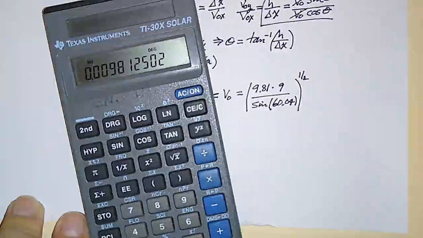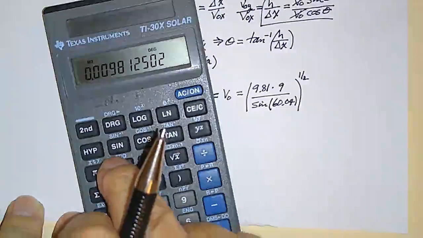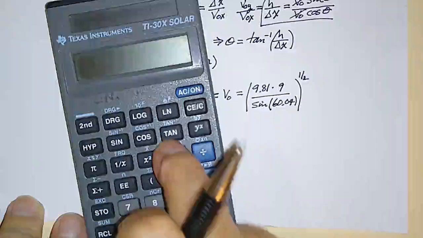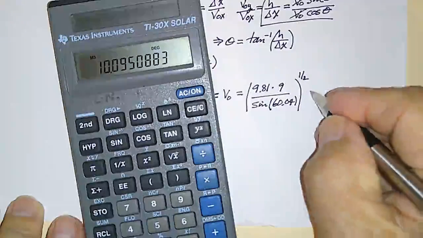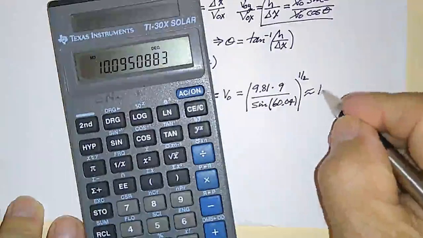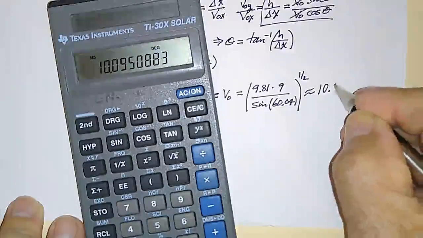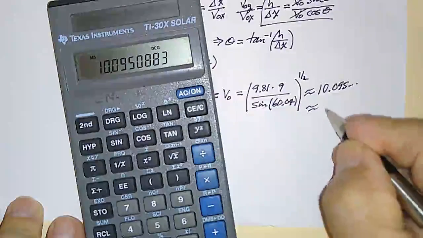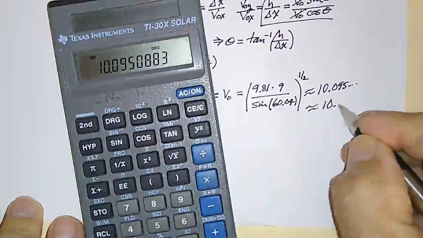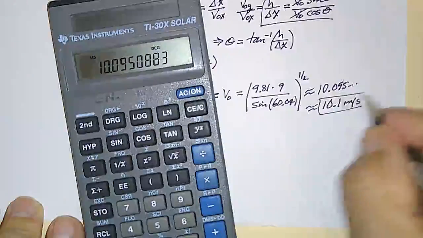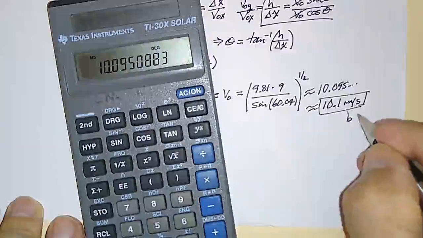That's equal to that. Now I have to flip that upside down, so I'll use 1 over x to do that, and then take the square root of this number, and I get v naught min is equal to 10.095 plus some other digits. That's approximately equal to 10.1 meters per second. And that's the answer to the B part of this problem.